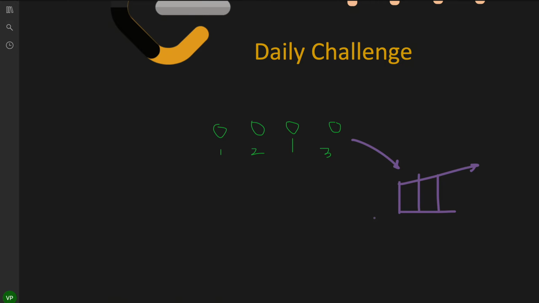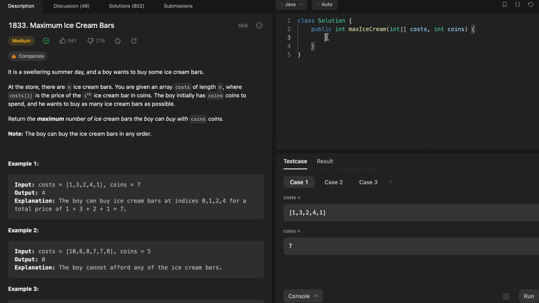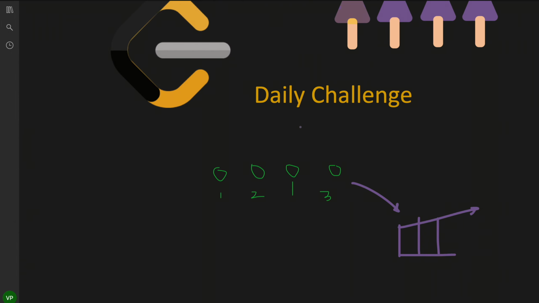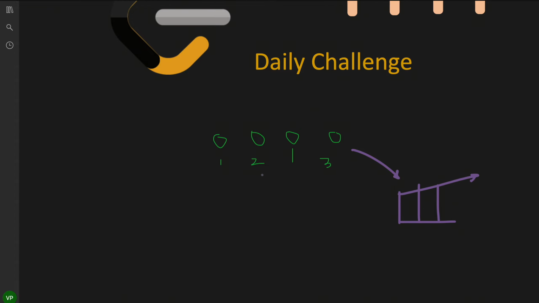So let's try to solve this problem. First of all, we need to sort the costs. Sort the cost array in ascending order. For that, Arrays.sort(costs). And one more thing, did I talk about the space complexity and the time complexity of this approach? No, actually I didn't.